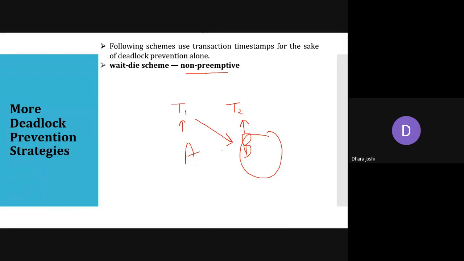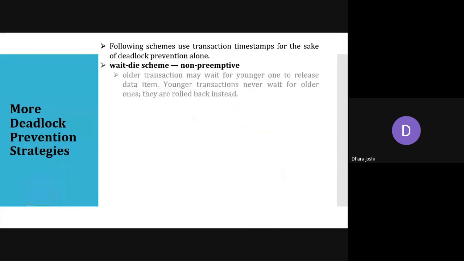But this wait-die scheme is non-preemptive, and non-preemptive means we are not taking forcefully from any of the transactions. We are waiting for our time, and when we have our chance, we will consume that data item. So the one is the wait-die scheme, non-preemptive. The first method: an older transaction may wait for a younger one to release the data item.